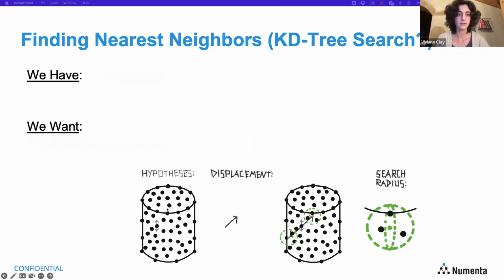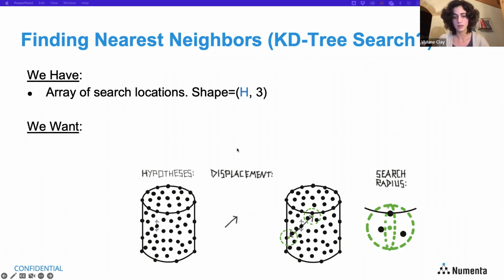Okay, so finding the nearest neighbor. What we do right now is use KDTreeSearch. Basically, the problem we're trying to solve is we have an array of search locations. So in this picture down here, given 2 hypotheses, the 2 gray arrows, we would have 2 search locations, the green dot up here and down here.